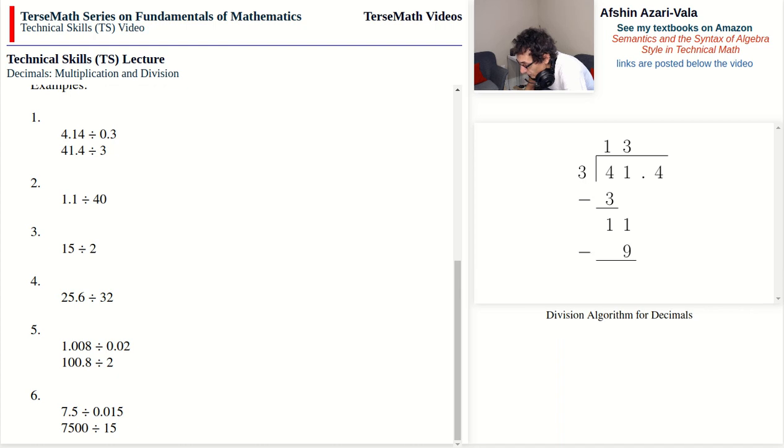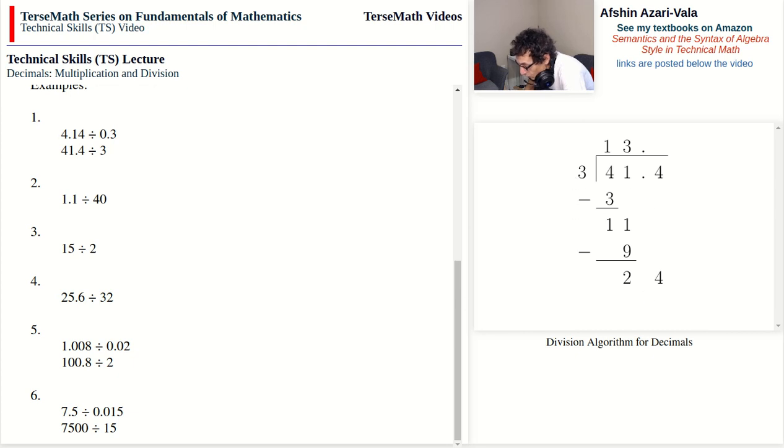Subtract to get 2. Now comes the next thing you have to keep an eye on. Before you pull down the first decimal digit, you put the decimal point at the top. We put the decimal point at the top. 4 comes down. And now how many 3's into 24?